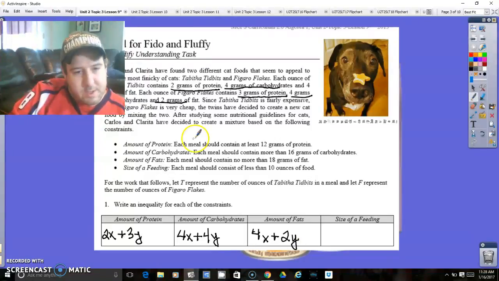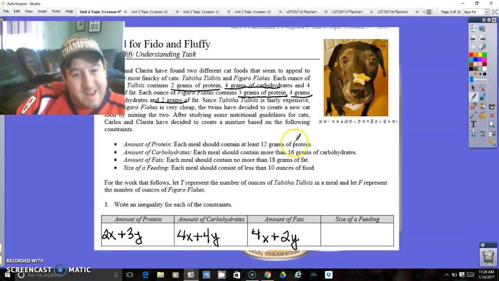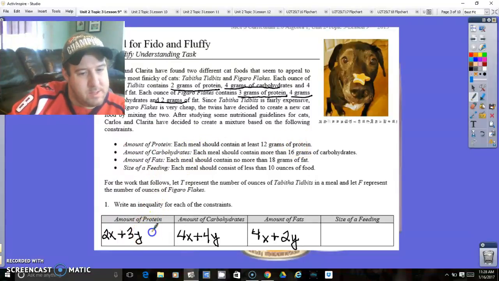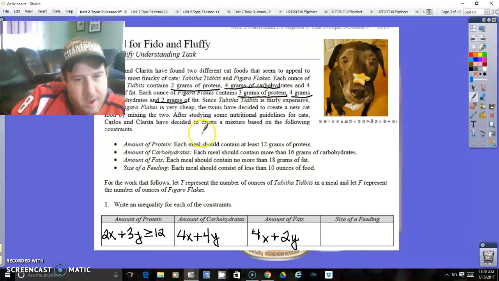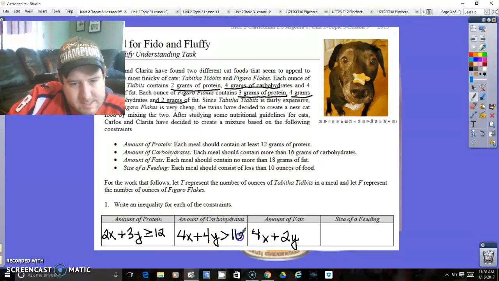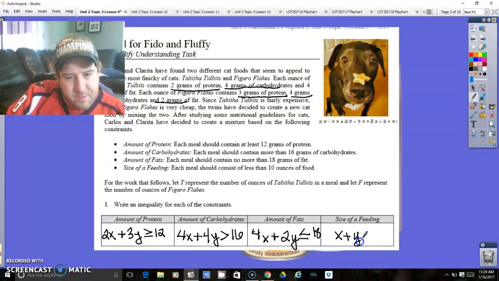All right, so now I want to look at the constraints. What was the limitation of the constraints? The amount of protein: each meal should contain at least 12 grams of protein. So whatever it has must be more than or equal to 12. Carbohydrates: each meal should contain more than 16. And amount of fats: each meal should contain no more than 18 grams. That means it has to be less than or equal to 18. And then serving size, if you have Tabitha Tidbits plus Figaro Flakes, has to be less than 10 ounces.